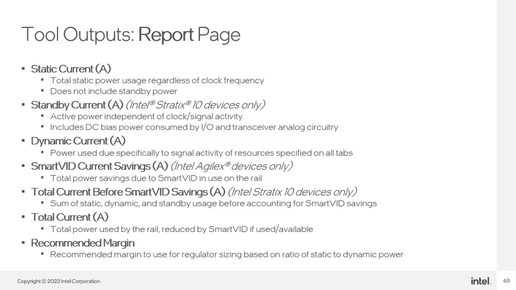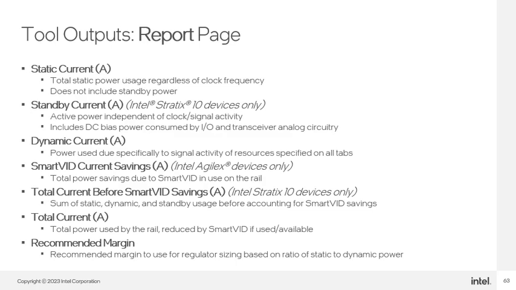For Intel Agilex devices, SmartVid current savings are reported. Smart Voltage ID, or SmartVid, is a feature that allows the device to dynamically adjust its own core voltage down to a silicon-specific lower limit based on changes in the operating environment. The value reported here is the total power saved on the rail due to SmartVid.